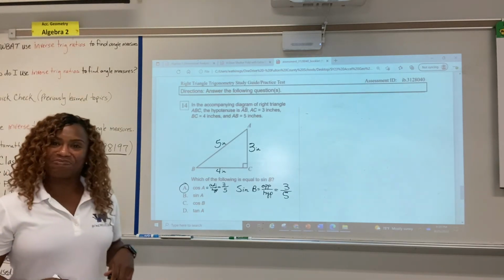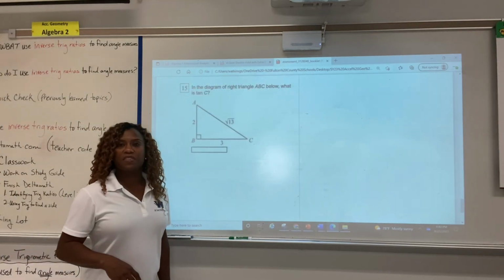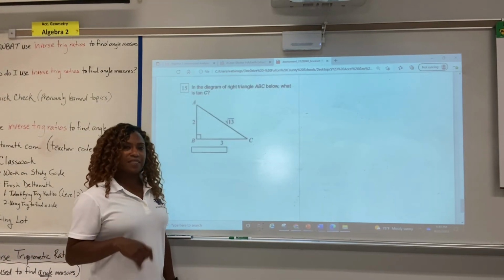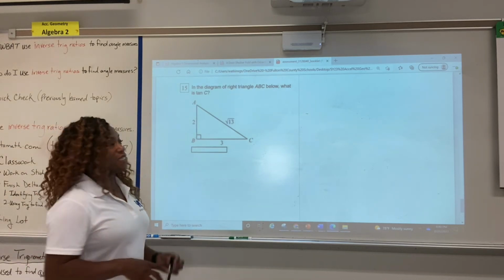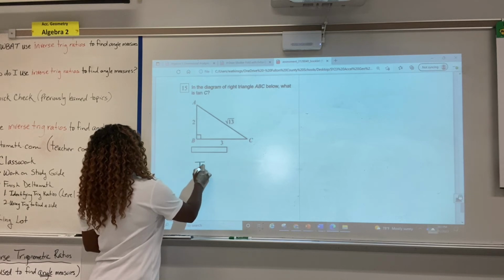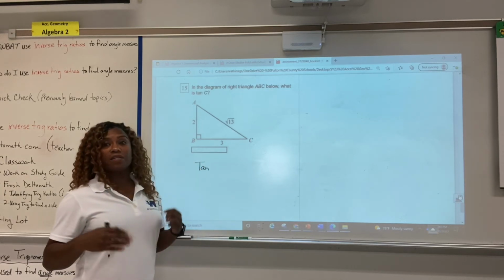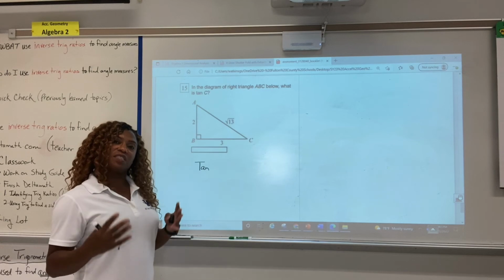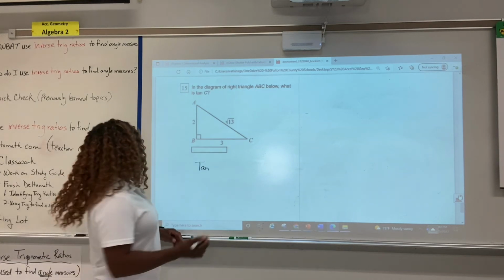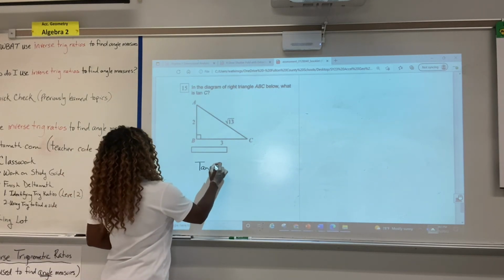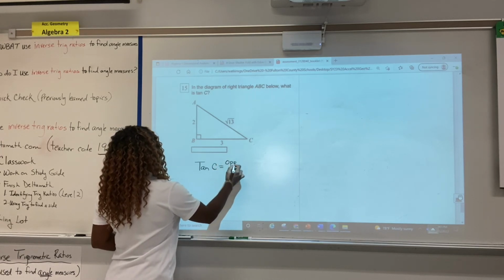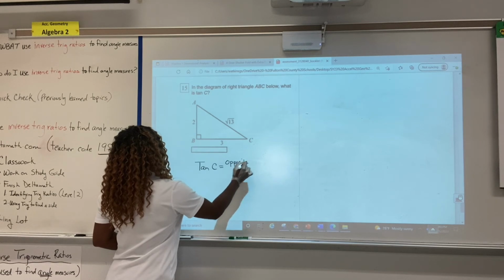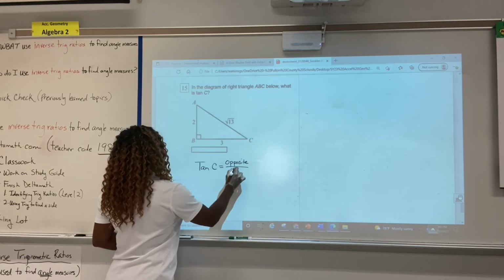Let's get number 15. All right, let's do the last problem, number 15, from our study guide / practice test. In the diagram of right triangle ABC below, what is tangent C? And so we need to just recall that tangent is the TOA part of SOHCAHTOA. Tangent is opposite over the adjacent. And this is of angle C. So we're looking for the opposite side of angle C over the adjacent side of angle C.